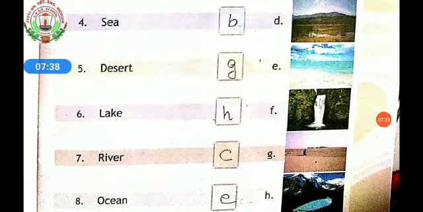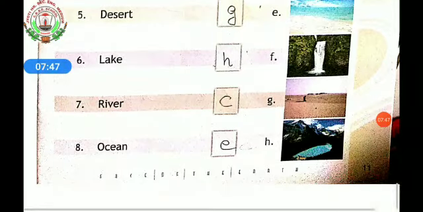F. G, you can see that the land is covered with sand, so it is a desert, so we will write G before desert. Now H, it is a lake. I have told you a large area of water that is surrounded by land. We can see that a large area of water is surrounded by land, so it is lake, so we will write it before lake, H.